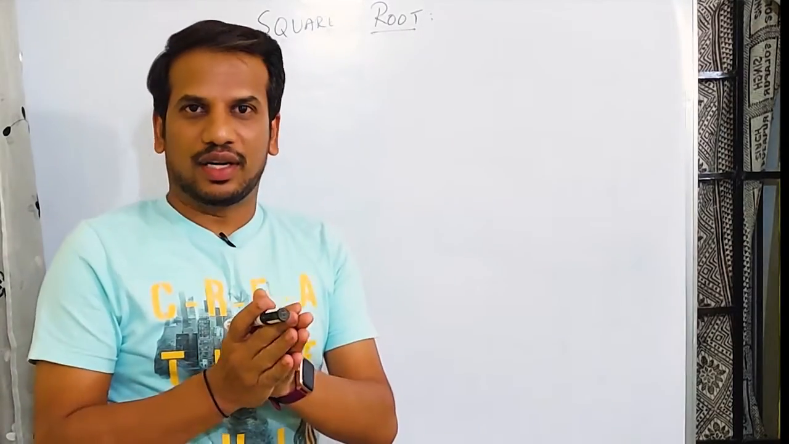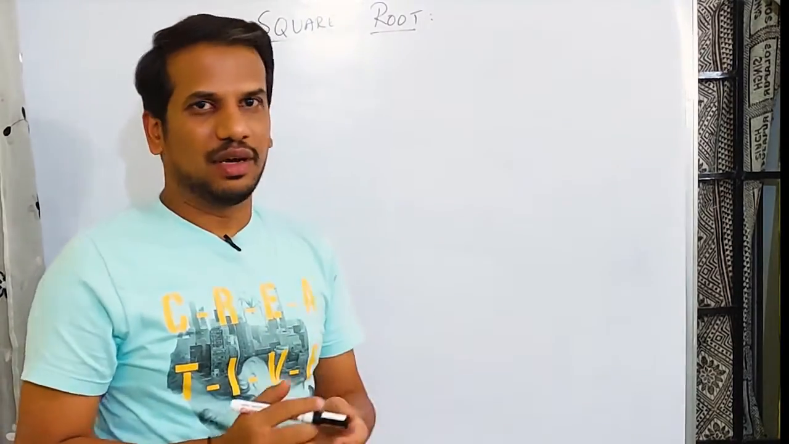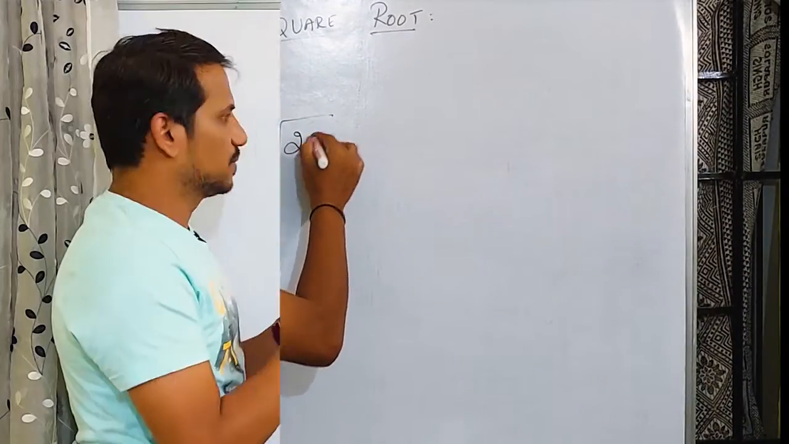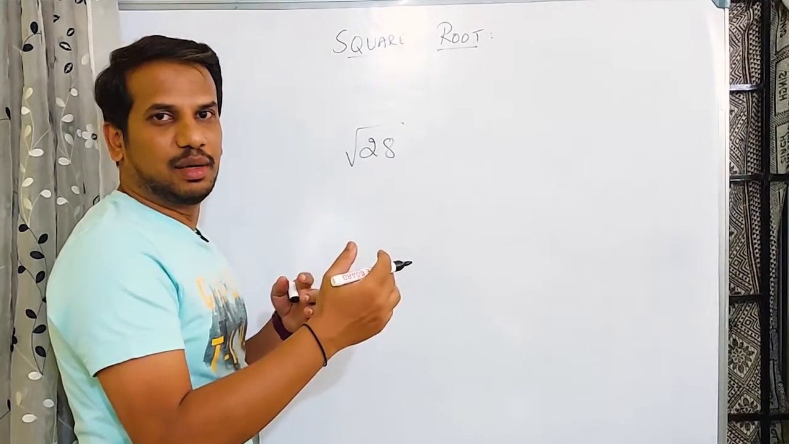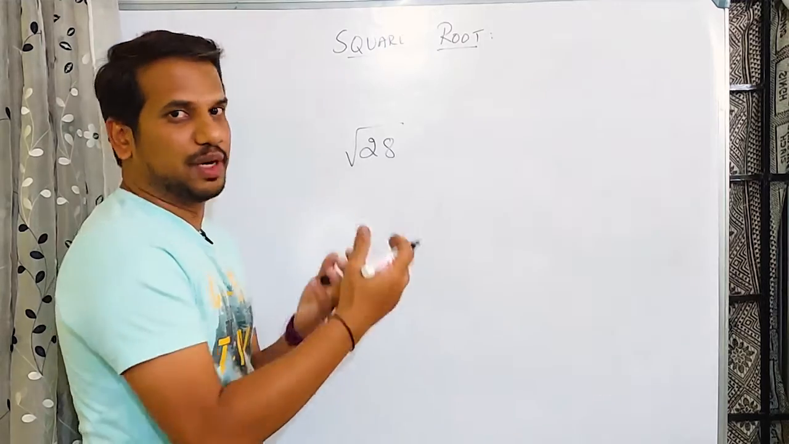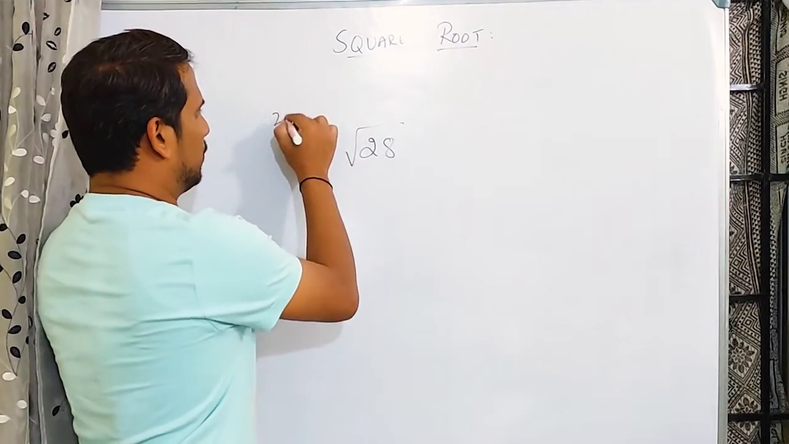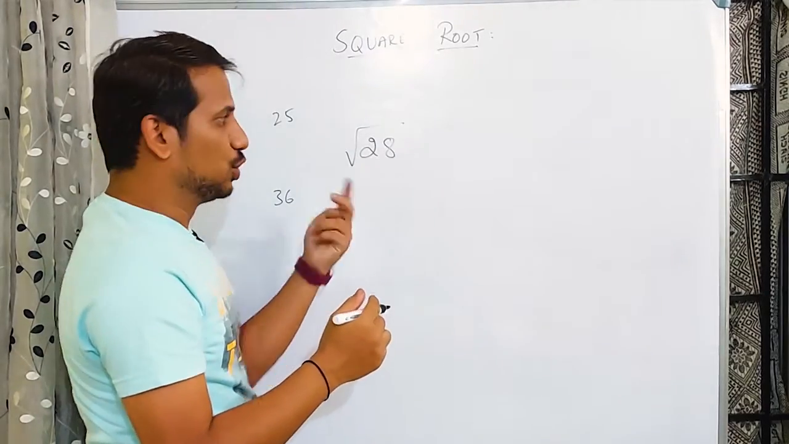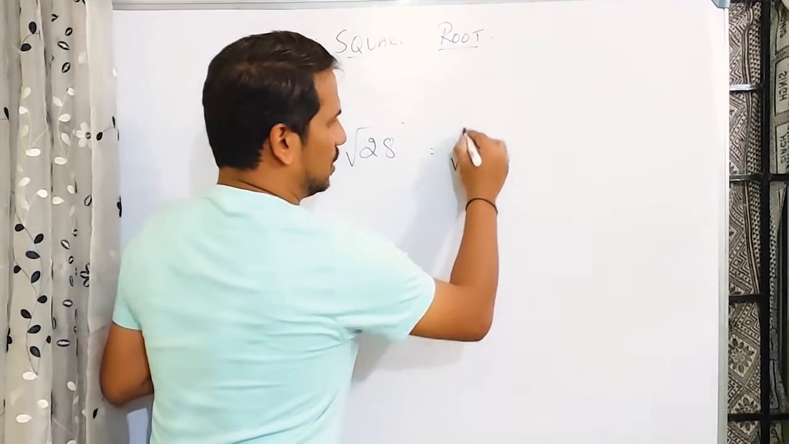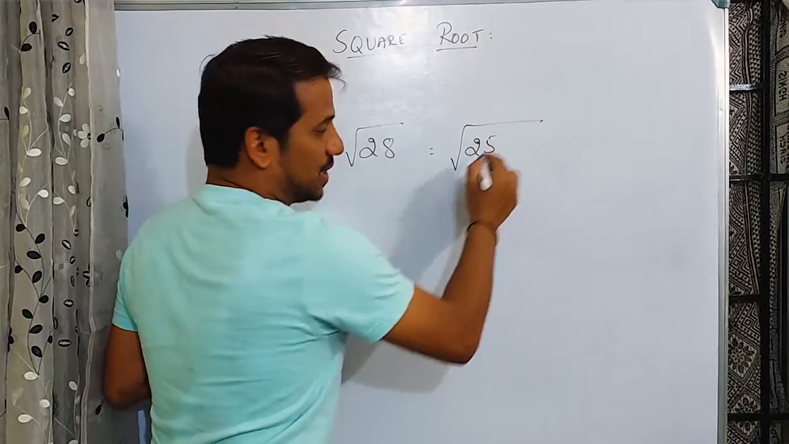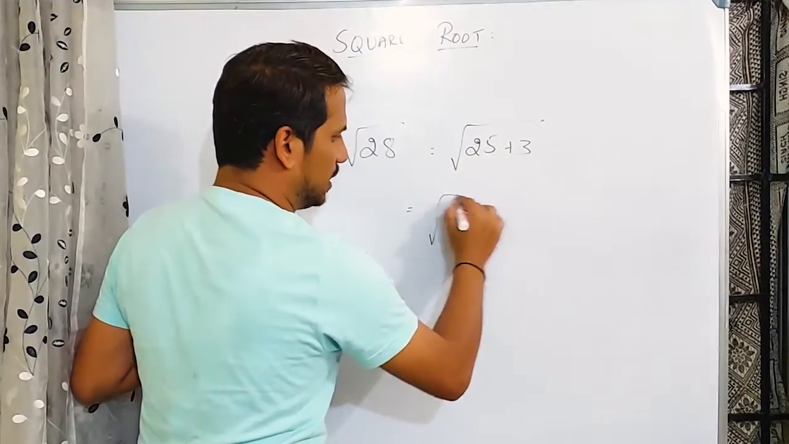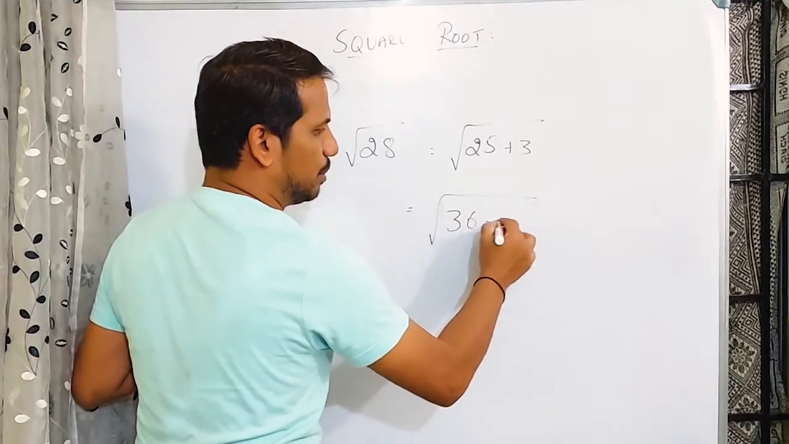So let's find out the square root of a non-perfect square. Best example, let's take the square root of 28. So 28 is between which two perfect squares? It is 25 and 36, correct? So we can represent this in two ways. One is 25, that is 5 square plus 3, or it is 36 minus 8.